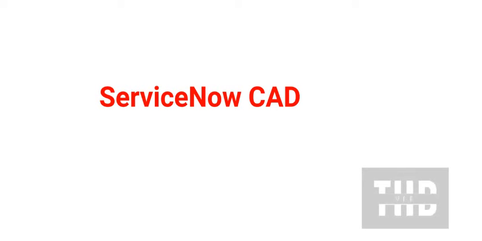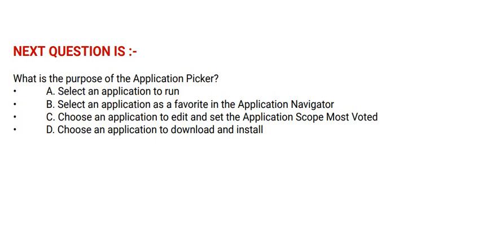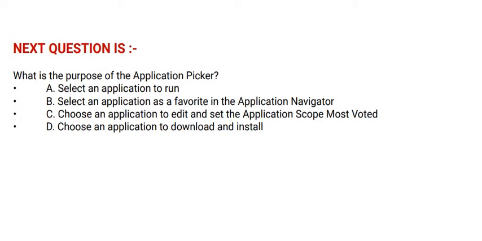Today's question is, what is the purpose of the application picker? Option A. Select an application to run. Option B. Select an application as a favorite in the application navigator. Option C. Choose an application to edit and set the application scope. Most voted. And option D. Choose an application to download and install. The correct answer is option C.